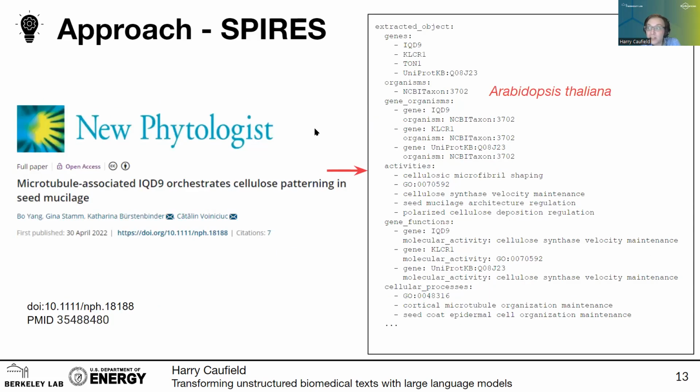Now, does this work on more biological or ecological papers as well? And the short answer is absolutely. In this case, we have a paper about cellulose patterning in seeds, and our particular plant of interest here is Arabidopsis, a very common model organism, and so we can extract that as part of our model. But it also extracts the genes, and the relationships between genes and organisms in case you have multiple different organisms in a given input text. Then it can go in and extract things like the particular activities, gene functions, and cellular processes. And in this case, it's aligning them to GO terms wherever it can.